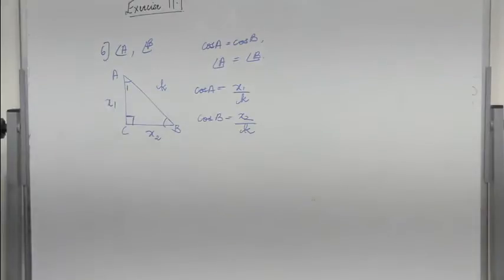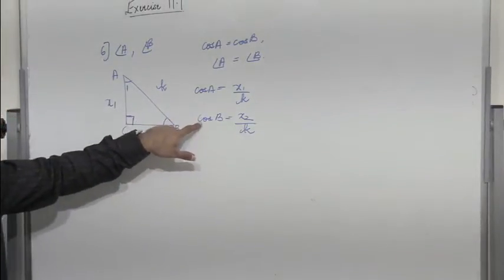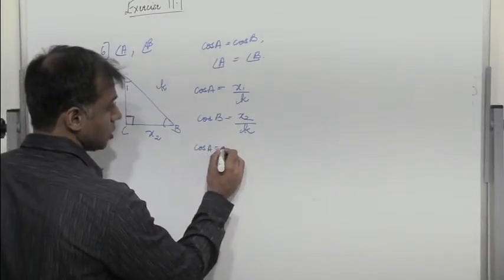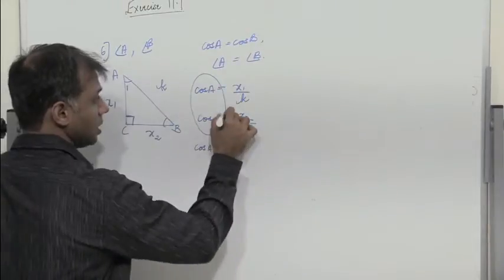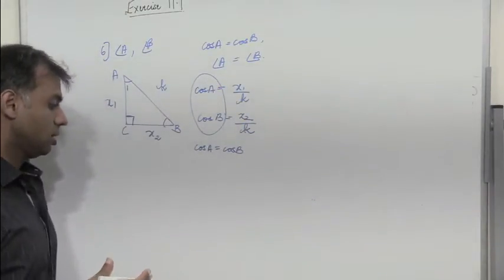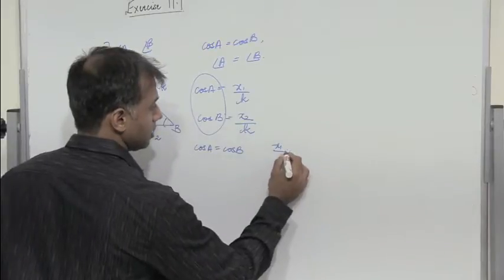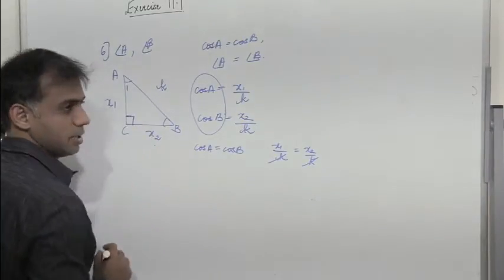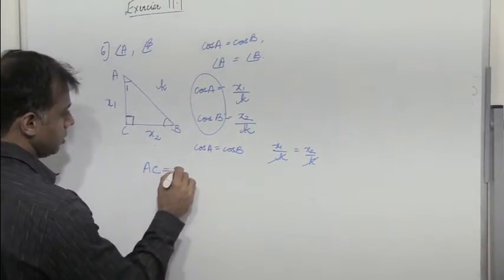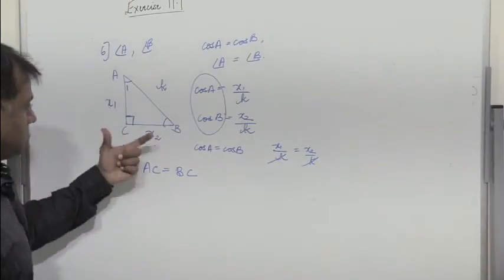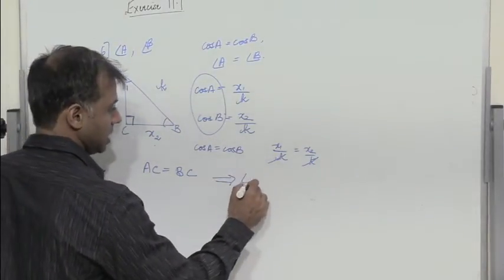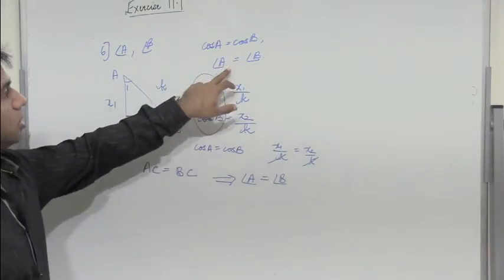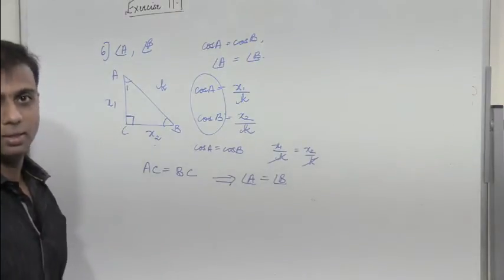Now what is being given? It is being given that cos A is equal to cos B, right? So the LHS are equal. So therefore, RHS have to be equal. So x1 by k equals x2 by k. So therefore, x1 is equal to x2. So I find that AC is equal to BC. If AC is equal to BC, that in turn implies that angle A is equal to angle B. Right? So since cos A is equal to cos B, angle A is also equal to angle B.